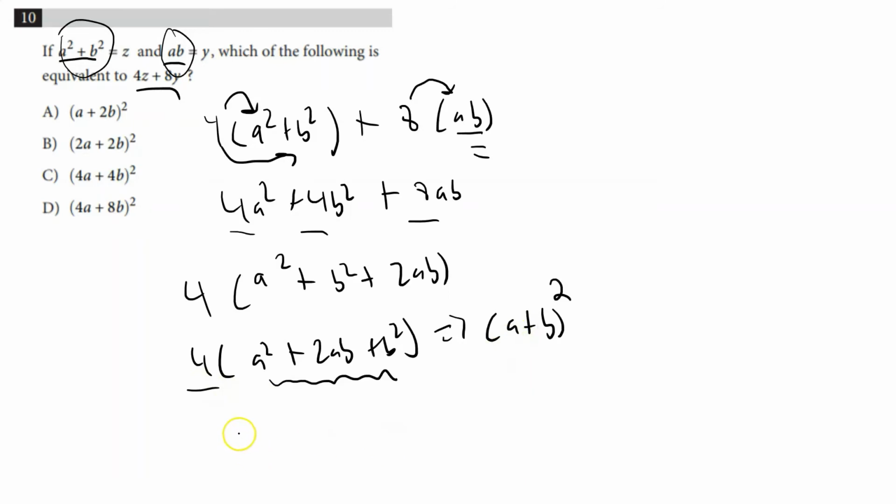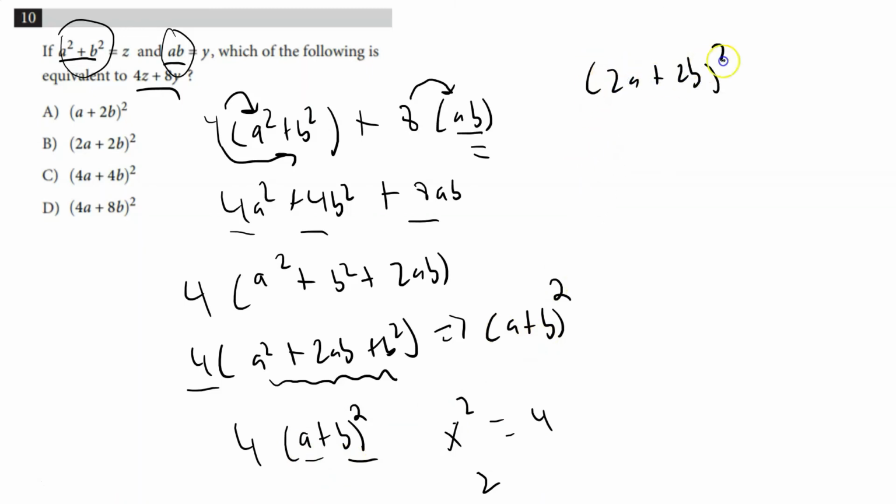But don't forget this 4 out here. So 4 times a plus b quantity squared. And this 4, we have to notice that because it's included in this, 4 is also the result of something being squared, right? And what is that? Like, what's squared? Let's call it x. x squared equals 4. Well, that's 2. So the coefficient on this a and b is going to be 2. So we have 2a plus 2b quantity squared. And what is that? That's answer choice B.